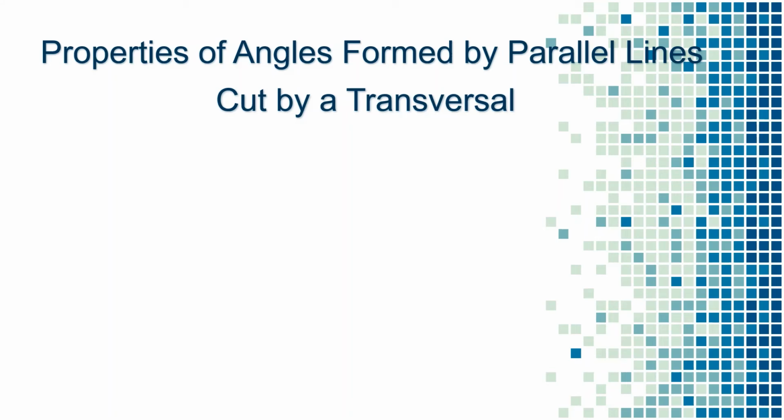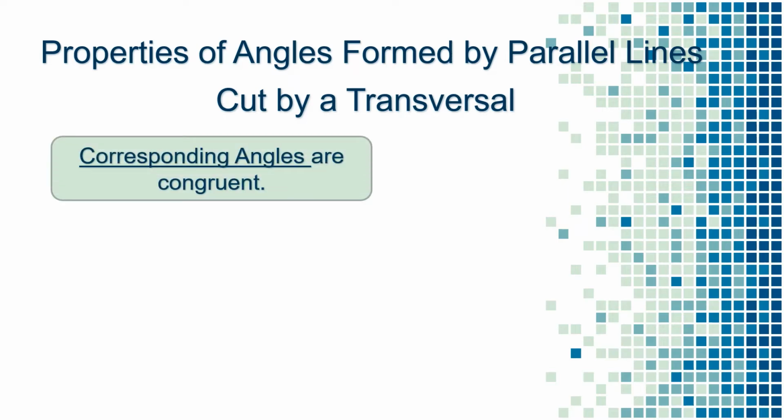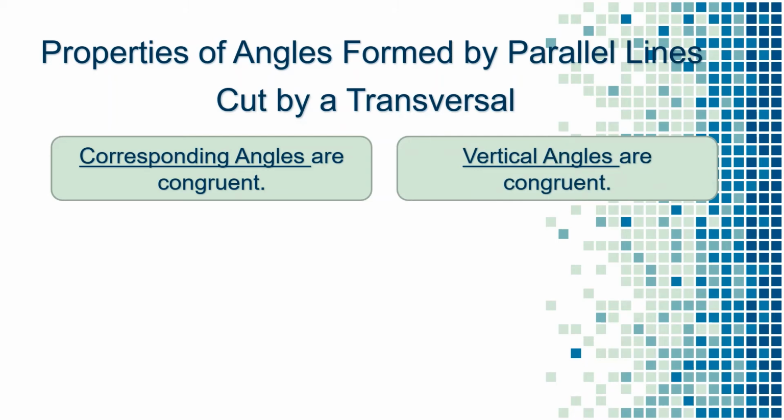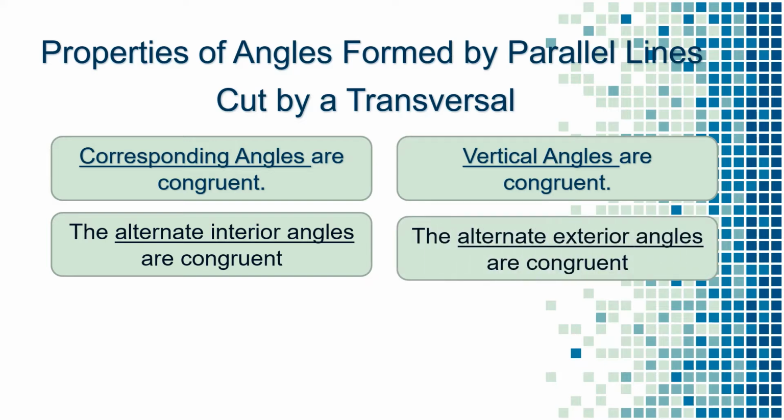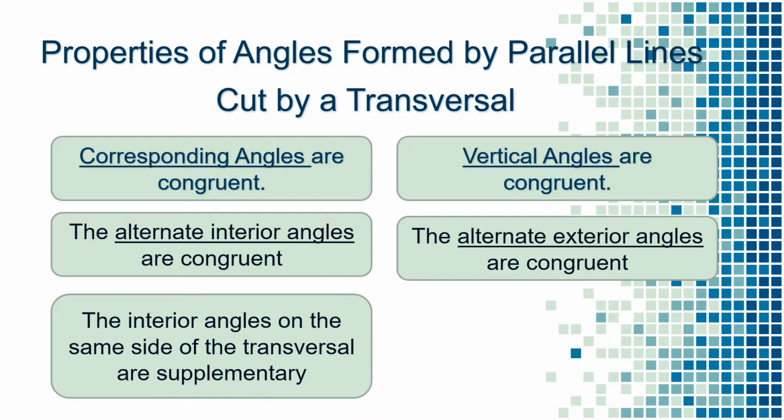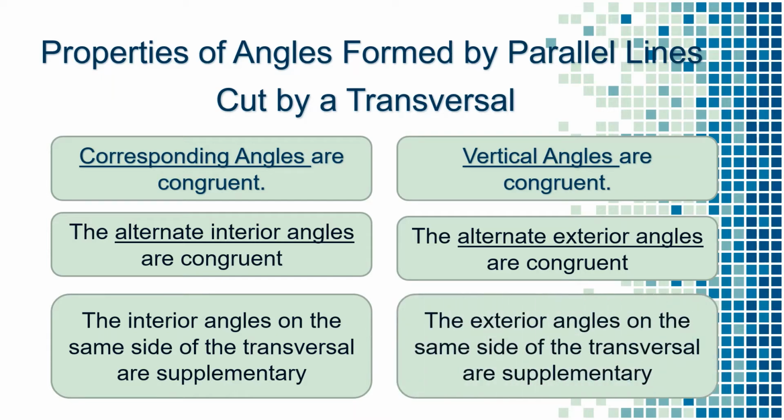Again, let us take note of the properties of angles formed by parallel lines cut by a transversal. Corresponding angles are congruent, vertical angles are congruent, the alternate interior angles are congruent, the alternate exterior angles are congruent, the interior angles on the same side of the transversal are supplementary, and the exterior angles on the same side of the transversal are supplementary.